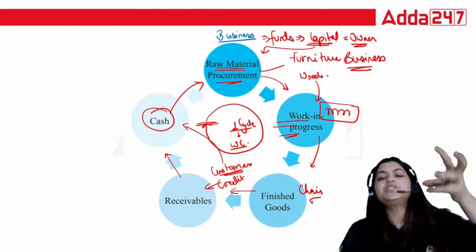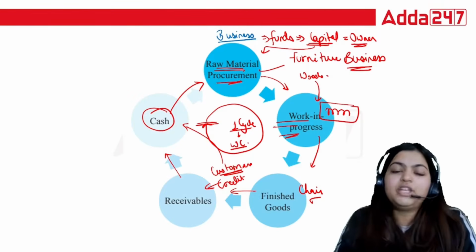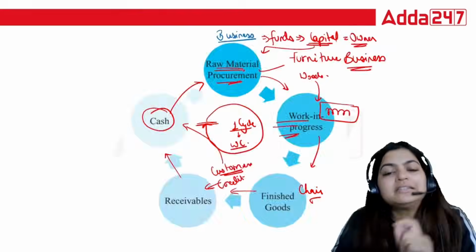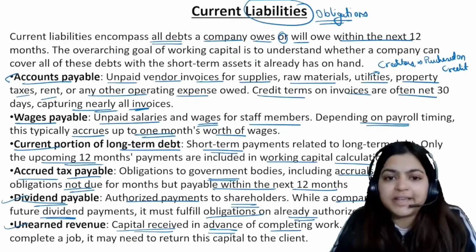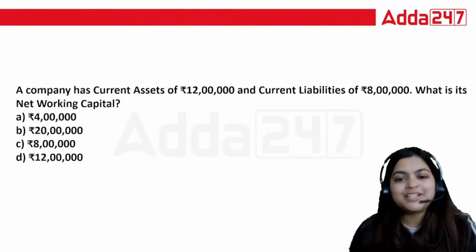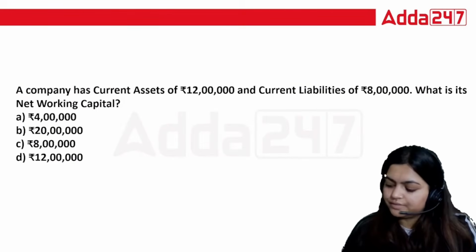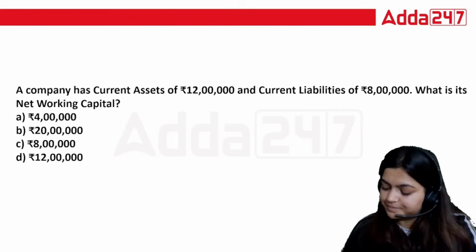When you start with your cash and after completion of this one cycle, when you are again holding that cash, that is your working capital cycle. So we have seen about current assets, liabilities. Now let's practice few questions on this. So let's start and let's solve our first question.